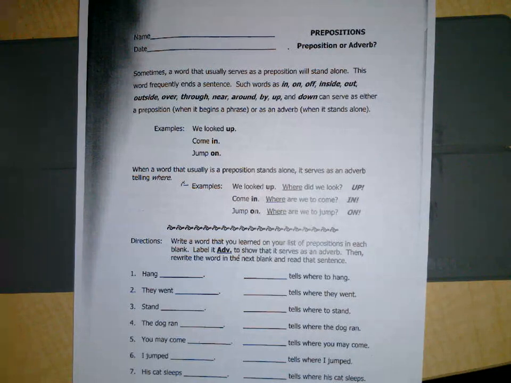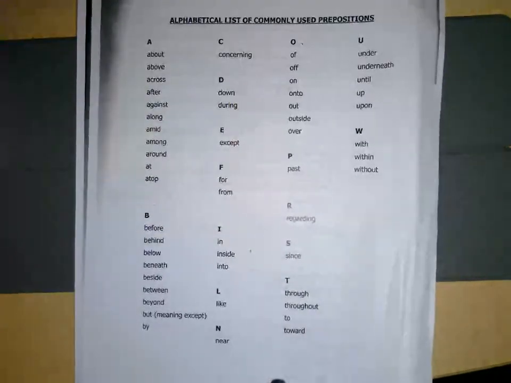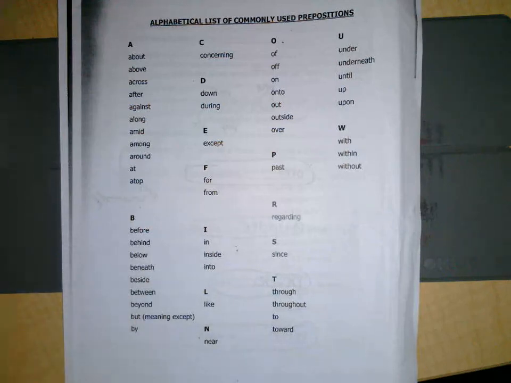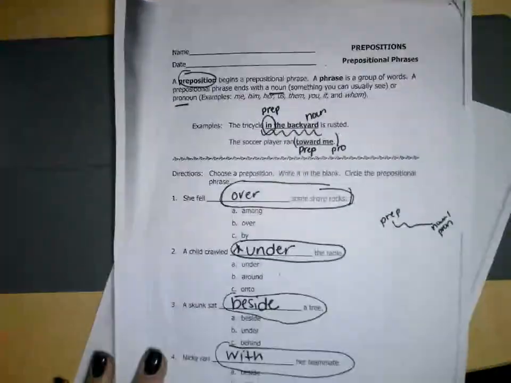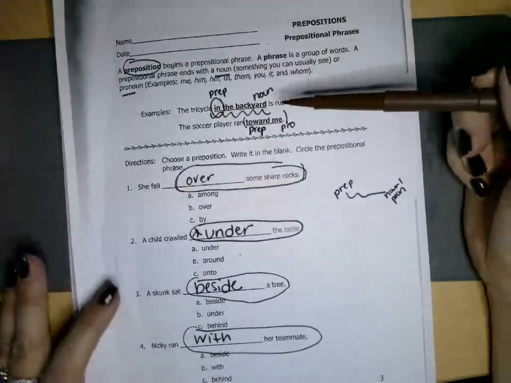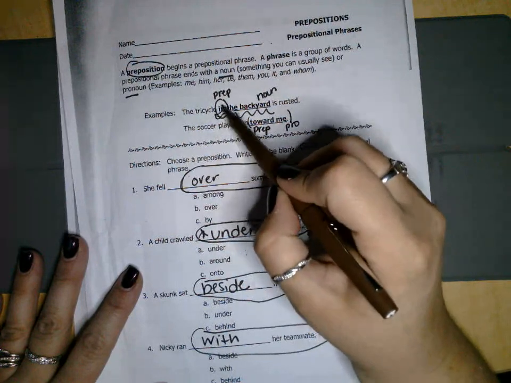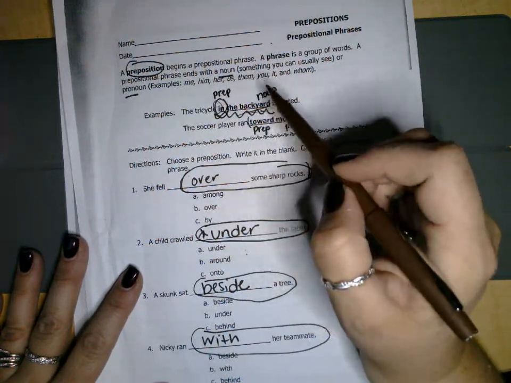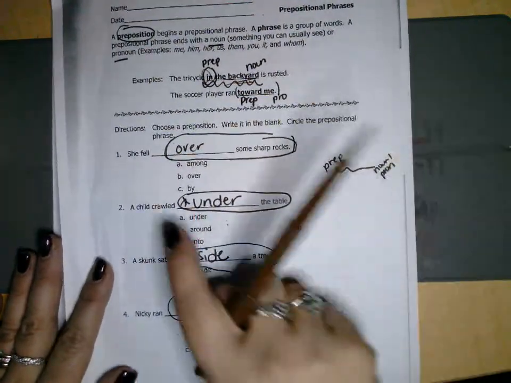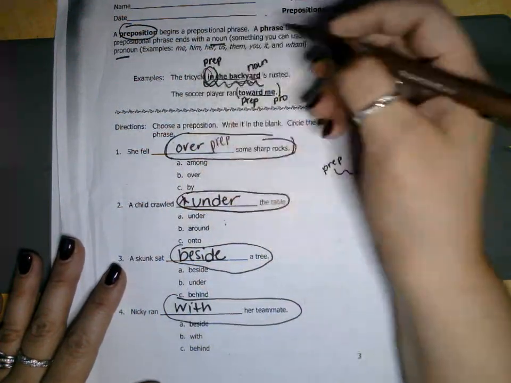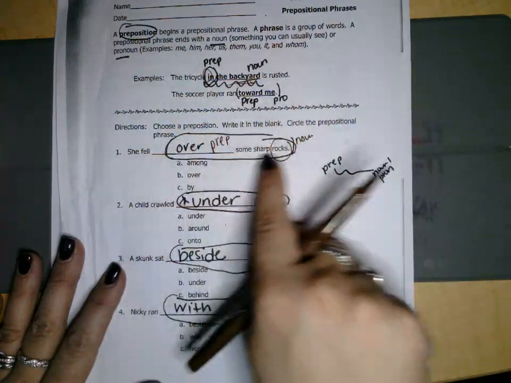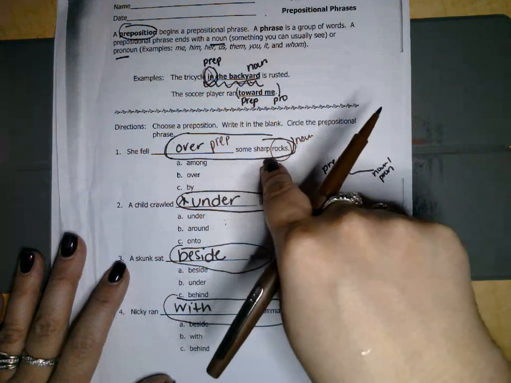So let's try this. What do you remember about prepositional phrases from last week? Remember, I gave you this. I told you needed to study at least 7 of them for the spelling test, and most of you did fairly well on them. But do you remember what the prepositional phrase was? Do you remember how we figured that out? A prepositional phrase starts with a preposition and ends with a noun or a pronoun. Remember when we did this together? She fell over some sharp rocks. Over is the preposition, and rocks would be the noun. And so this right here is the prepositional phrase. Does that all ring a bell to you guys?